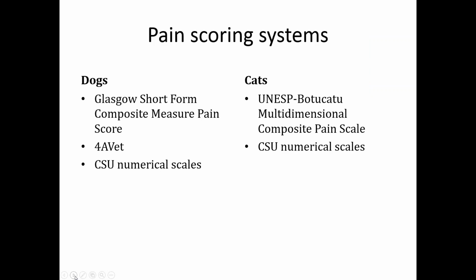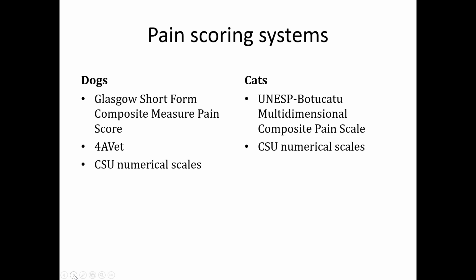So these are the pain scoring systems that are out there that people have used most recently. And I would say the two that are probably the best validated, but they're probably the more onerous ones to fill out, both come from the other side of the Atlantic. One is the Glasgow Short Form Composite Measure Pain Score. That's a lot. And I just call it the Glasgow score for dogs. And then in cats, there's the Multidimensional Composite Pain Scale. And that's the one that's got the little pictures of the cat faces.